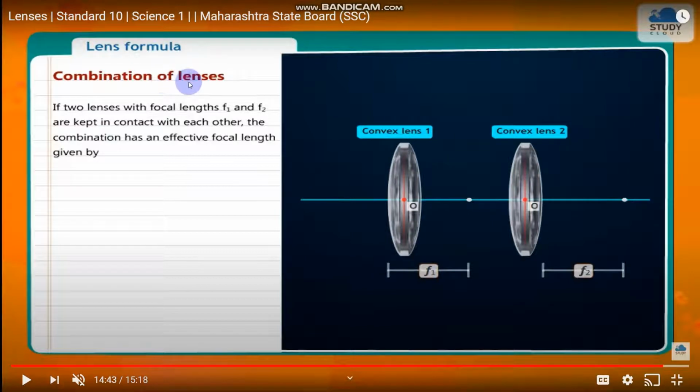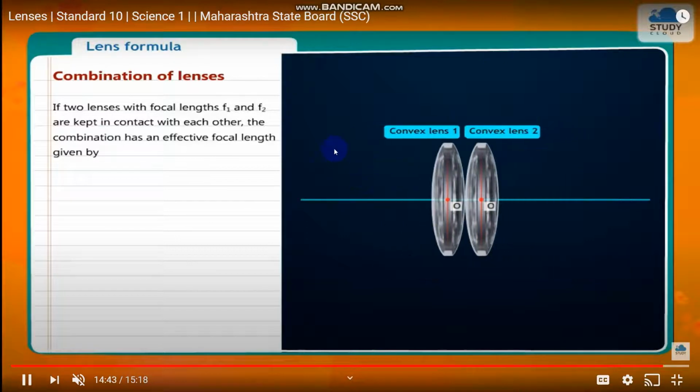Next, we study combination of lenses. Yani, if there are two lenses having focal length say f1 and f2 और उनको ऐसा बाजू बाजू में रखा है such that they are in contact with each other, then the focal length of this will be the combined effect. Yani the total focal length, that is 1 upon f, will be 1 upon f1 plus 1 upon f2. See, if two lenses with focal length f1 and f2 are kept in contact with each other, the combination has an effective focal length. Effective focal length मतलब इसका focal length plus इसका focal length मिला के total जितना focal length होगा वो combine करके focal length count होगा when these lenses are in contact.